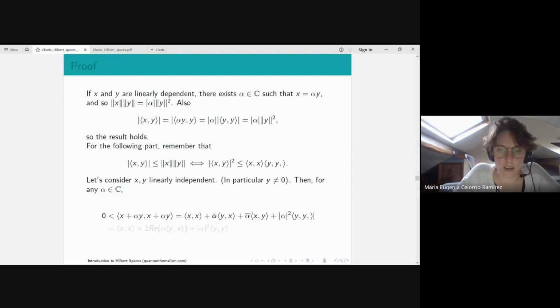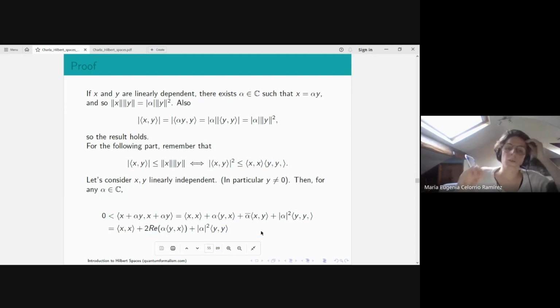Now, let's pay attention to these two. If we remember, by the properties of the inner product, this is actually the complex conjugate of the inner product of xy. So if we look at the whole thing, this is the complex conjugate of this one, or the other way around. Whenever we add a complex number plus its complex conjugate, we obtain twice the real part of the complex number. This is what is happening here. So we keep this one as it is, we keep this one as it is, and we just put these two together as the real part of alpha times the inner product of yx.